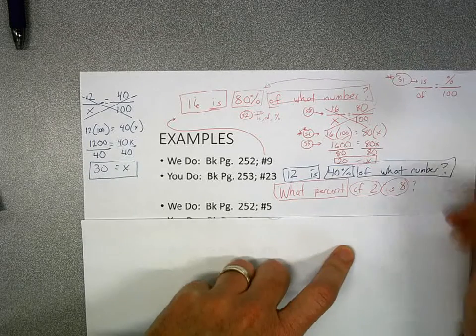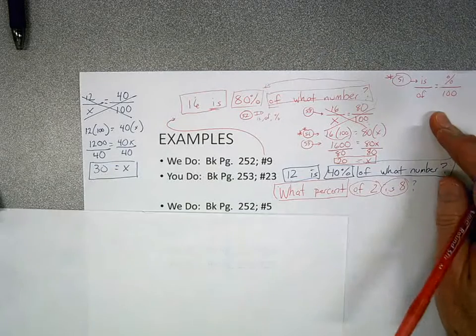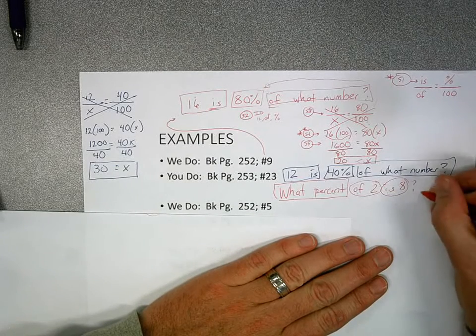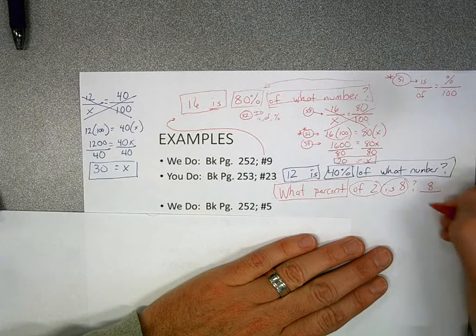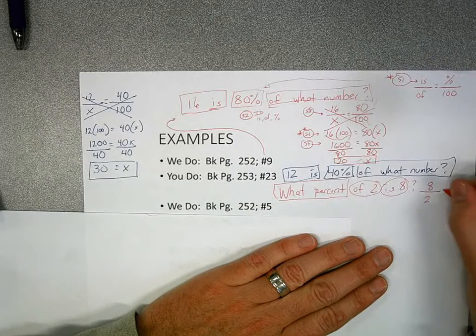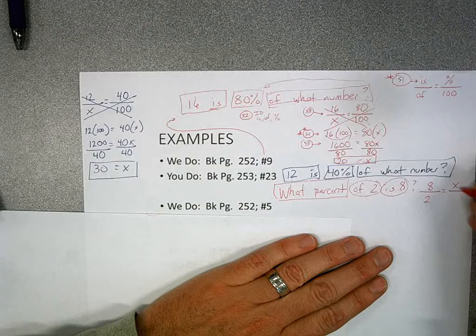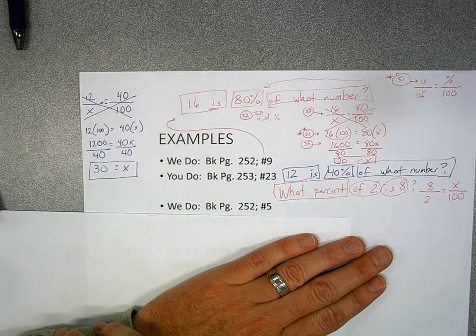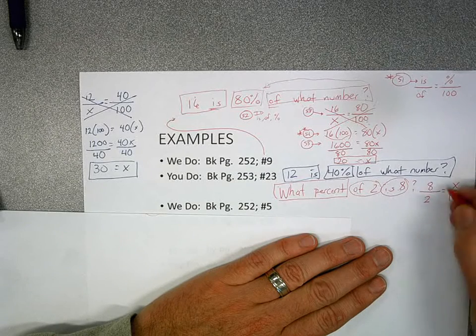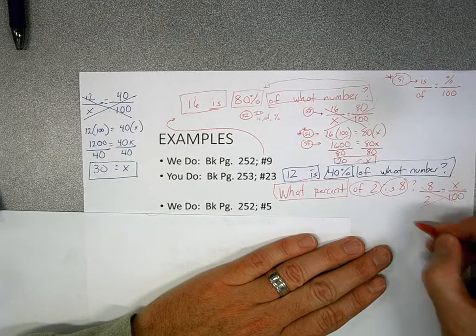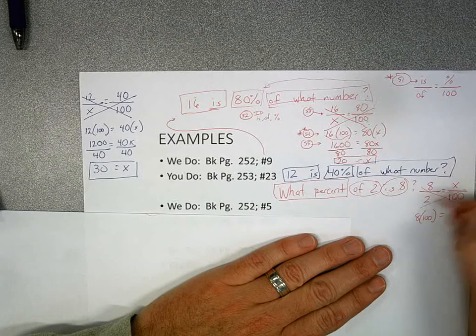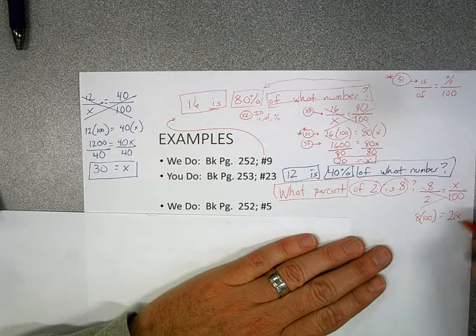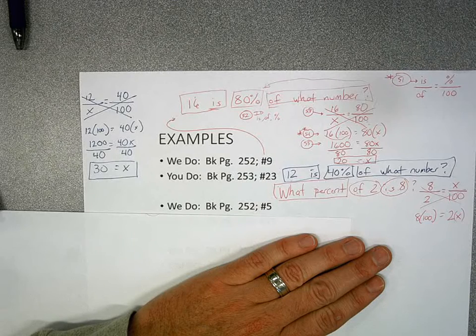So, I'm going to go ahead and write this. Is over of, so 8 over 2 equals the percent I don't know. It's x over 100. So, step 4, I'm going to go ahead and write my equation. So, 8 times 100 is equal to 2 times x. Thank you, those of you who are writing this down. I'm a little bothered by looking up and half the class is just looking at me instead of writing their notes down.